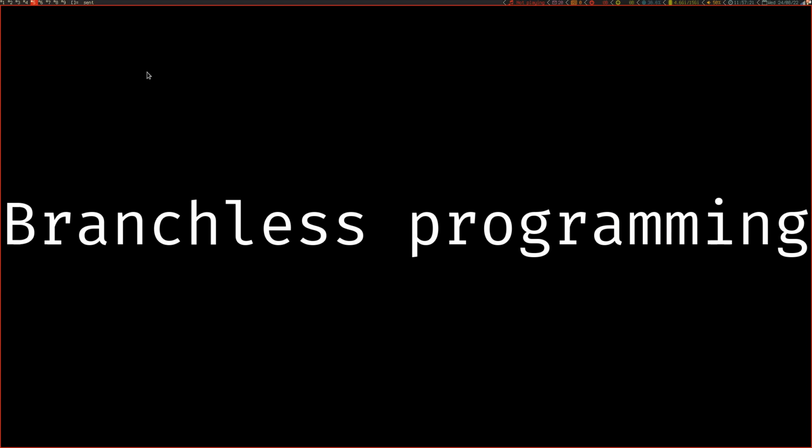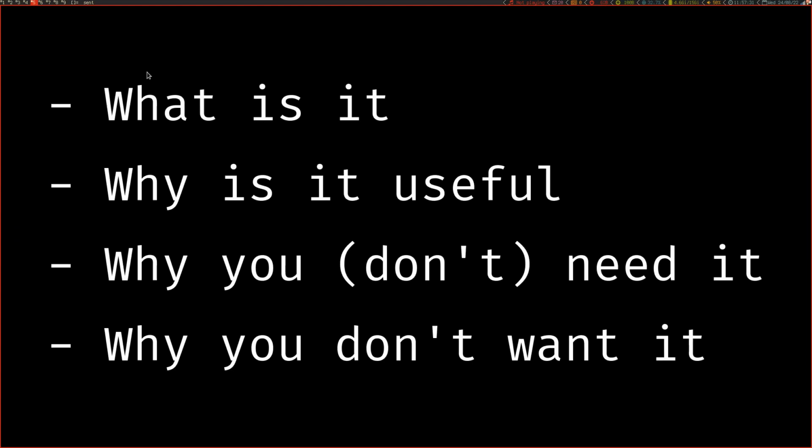Branchless programming is often seen as an optimization technique, but among some people it's often a virtue to see how much code they can write branchless as a sort of mental exercise. So today we're going to talk about what branchless programming is, why it's useful, and why you don't need it, and why you probably don't want it as well, actually. Possibly controversial, the last one, but some of this is just my opinion on the subject.